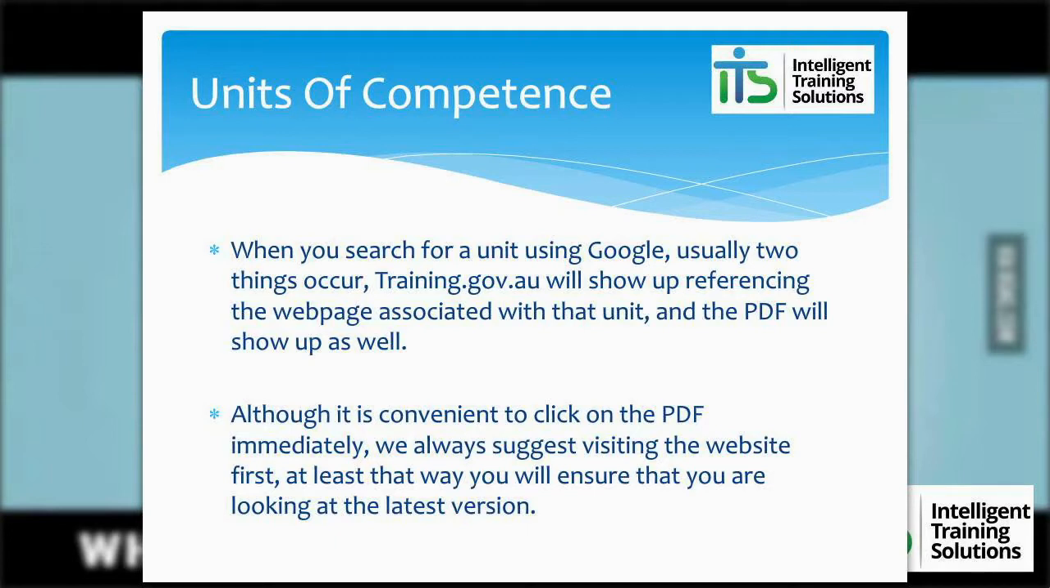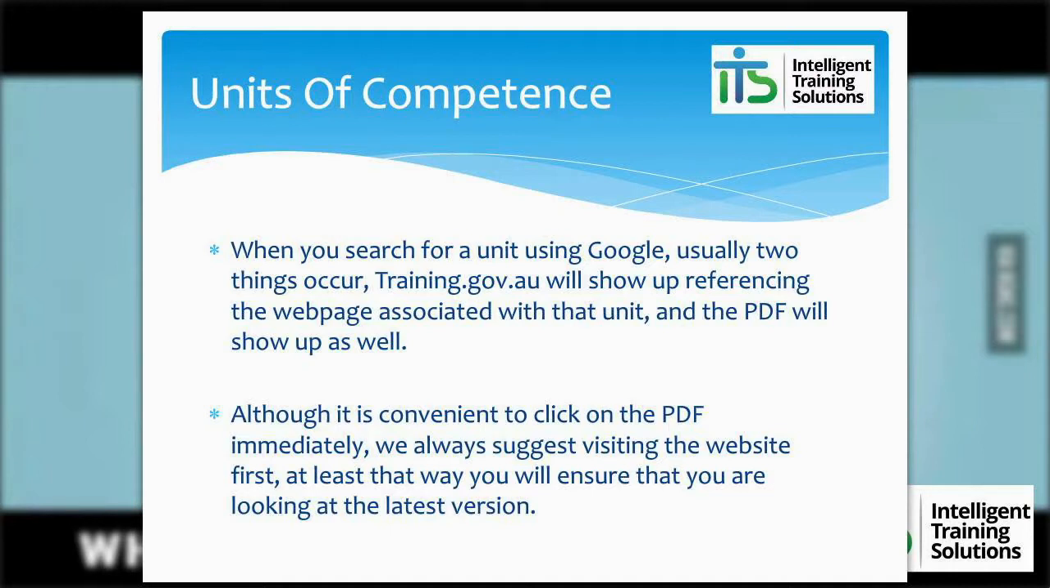Although it's really convenient to click on the PDF immediately, we always suggest going to the website first, because Google obviously doesn't recognize the latest version. It'll just click on the one that's been chosen the most. If you've got two versions of a unit, one 4 years old and one only 3 weeks old, the old one's most likely going to turn up higher in the search, because it's just been used so much more than the new one.